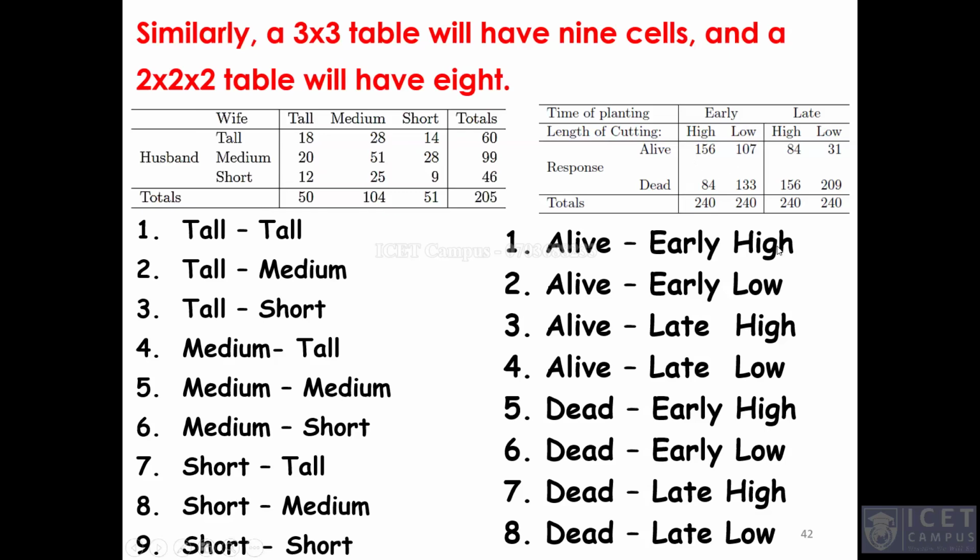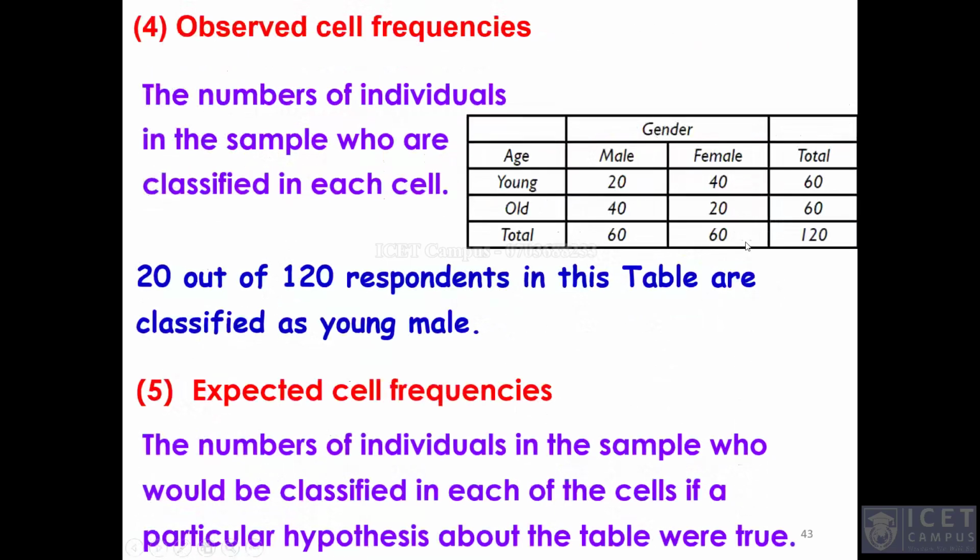Right? Likewise, we can create the cells. Observed frequencies. When we are doing manual calculation for contingency tables, there are two types of frequencies. One is the observed frequencies, which is the frequency we find when doing experiments or collecting data. The other one is expected frequencies.